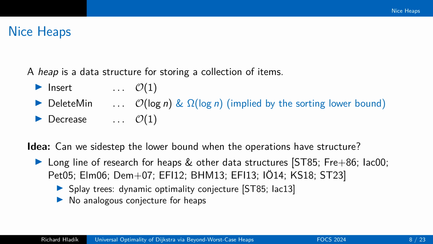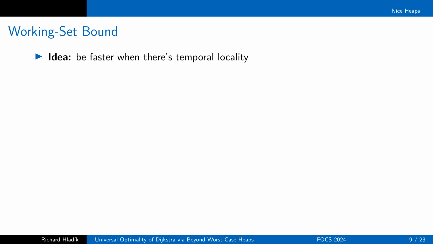Interestingly, there is no analogous conjecture for heaps. But nonetheless, over the years, people have still identified some nice beyond worst case guarantees that heaps can have. And so let me show you one such guarantee. The motivation is that maybe the access sequence has a lot of temporal locality, so a lot of the accesses are accesses to recently inserted items.